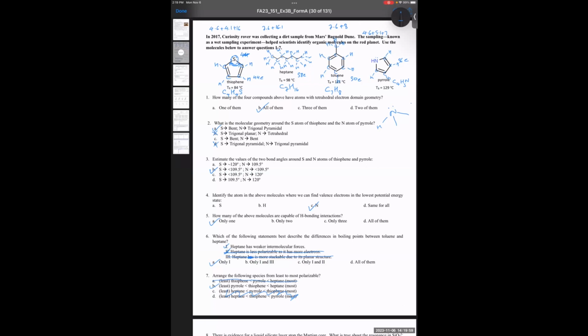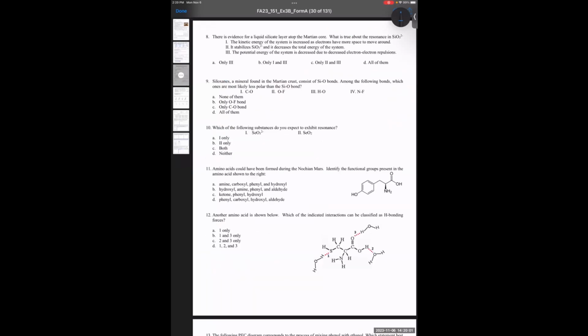All right, moving on to question 8. There's evidence for a liquid silicate layer atop the Martian core. What is true about the resonance in the SiO3 2- silicate ion? All right, the kinetic energy of the system. So we're talking about resonance here. Resonance means extended delocalization of electrons. Whenever the delocalization of electrons happens, the kinetic energy goes down because the electrons slow down, because electrons have more space to move around now.